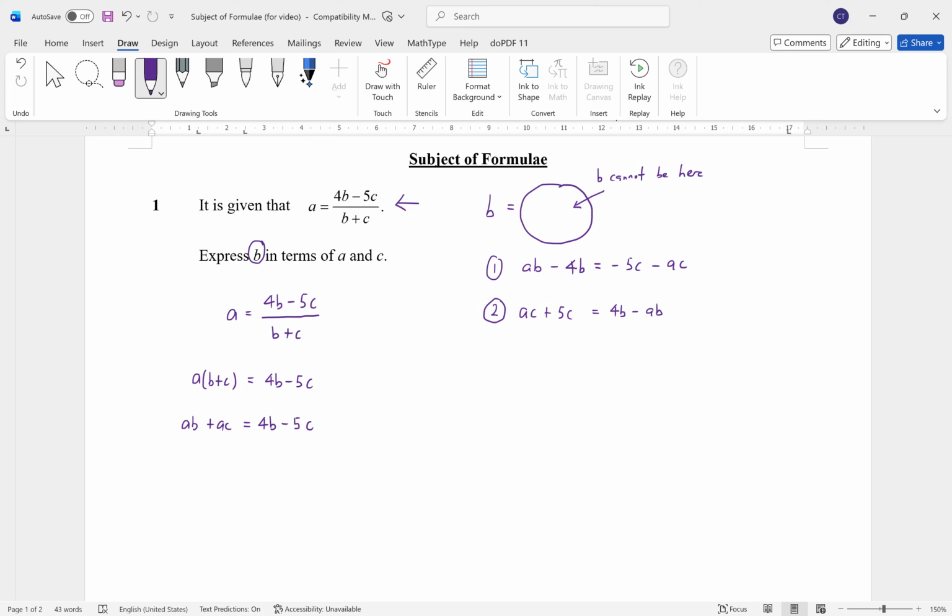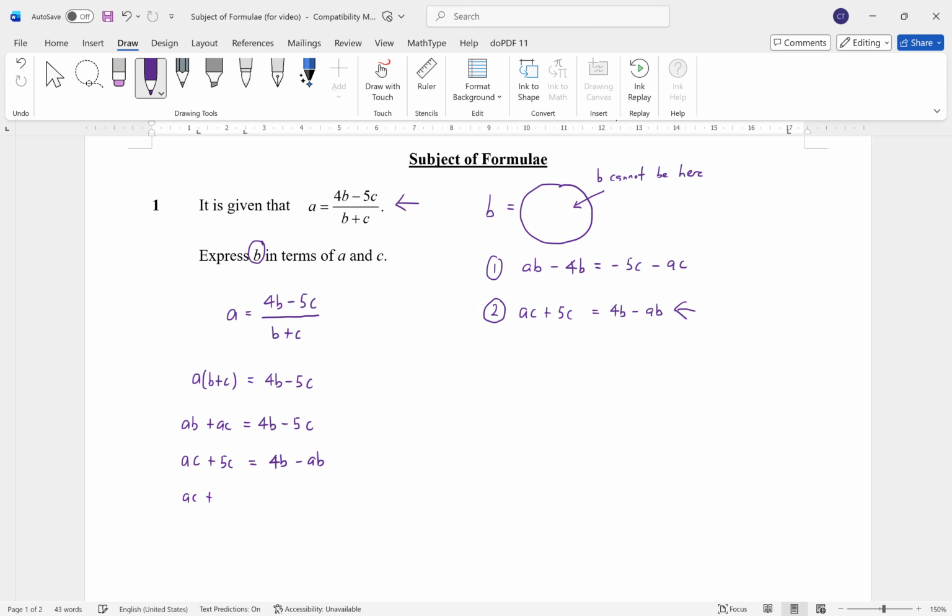Three terms are positive, one is negative. Whereas for the first form, one term is positive, and then we have three terms that are negative. So we would try to go for this form. Okay, so we will have AC plus 5C equals to 4B minus AB.